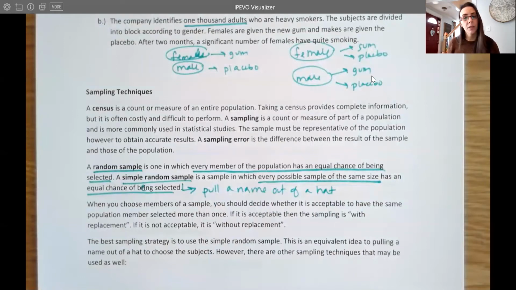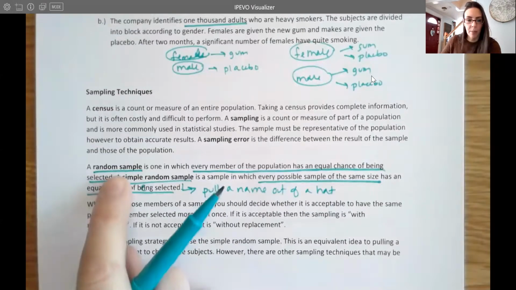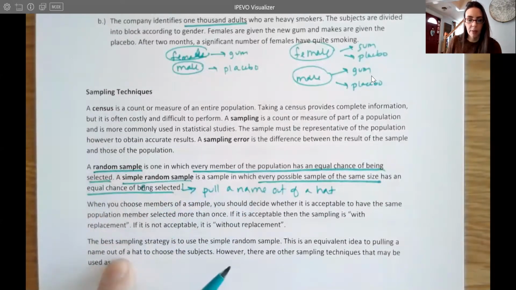It can be very difficult to do though, so it may not always be relevant for that project you're doing, but that would be the absolute best way. Now, a random sample, or we're going to see different ways that you can randomly sample in a second, just means that everyone has an equal chance of being selected.